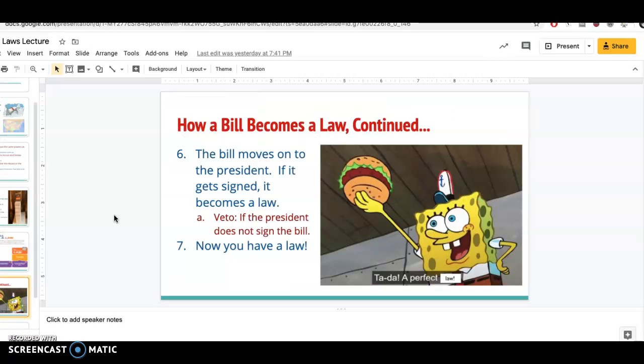So, how a bill becomes law, continued. The bill moves on to the president. As I said before, if it gets signed, it becomes a law. Now, if the president decides that they do not want to sign it, then that is called a veto. There's also a process called a pocket veto, where the president doesn't outright refuse to sign it so much as just ignore it and let time pass till the bill needs to be redone again. But if the president does decide to sign it, then you have a law.